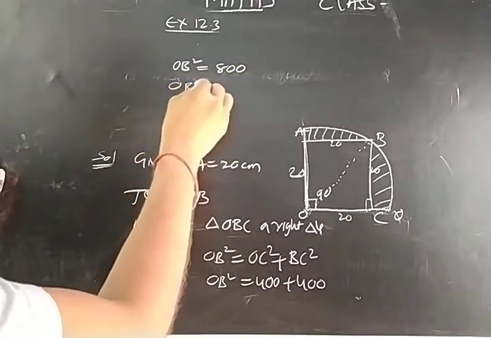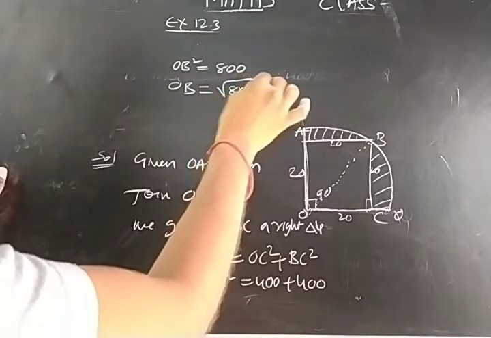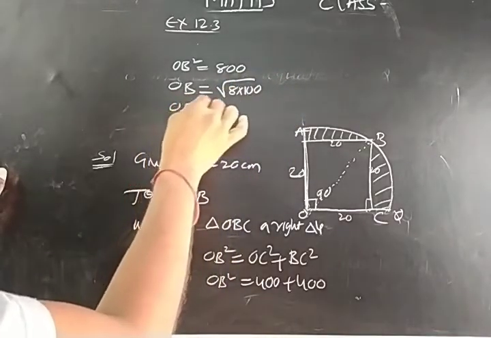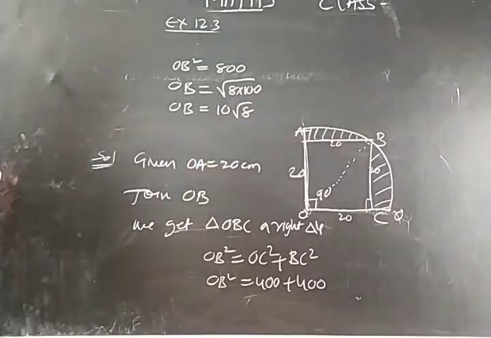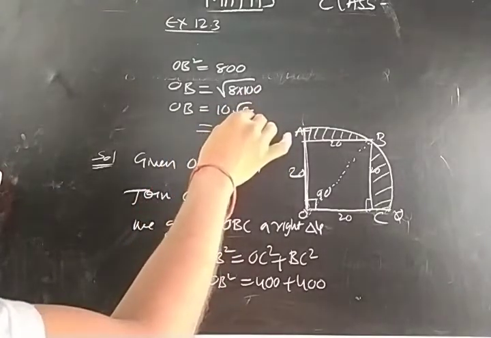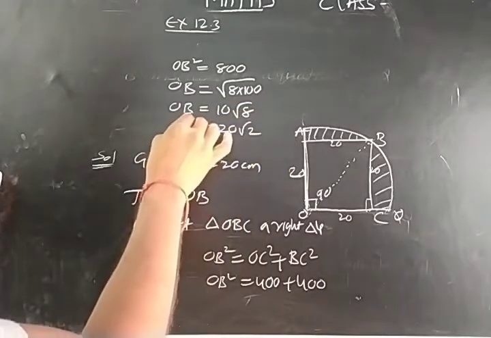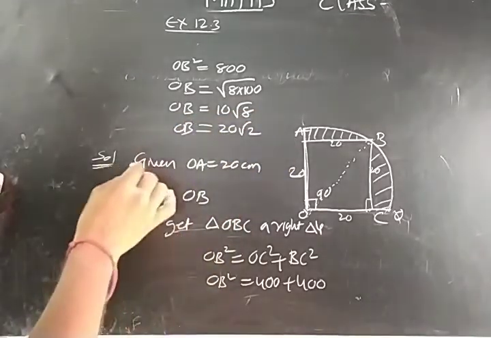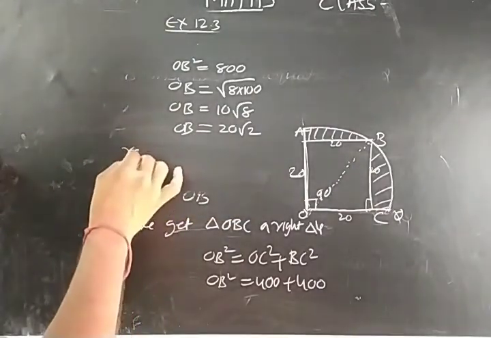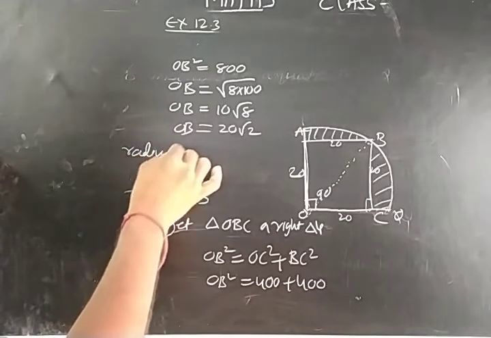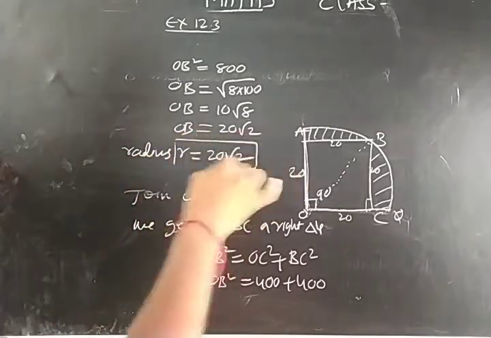OB is equal to root of 8 into 100, so OB is equal to 10 root 8. 10 root 8, again you can write 4 times 2 under the root, so 20 root 2 is OB. OB is the radius, right? We can take this as radius. Therefore radius R is equal to 20 root 2. I got the radius of the quadrant.